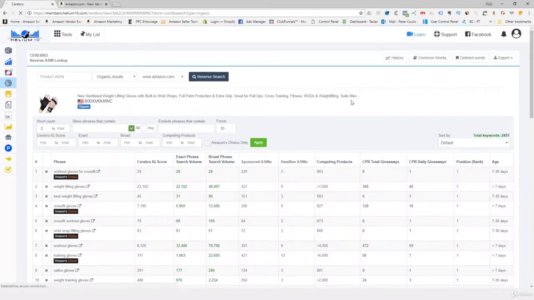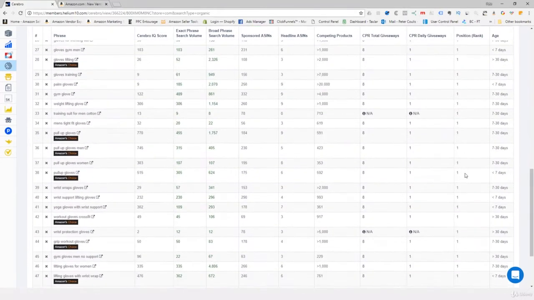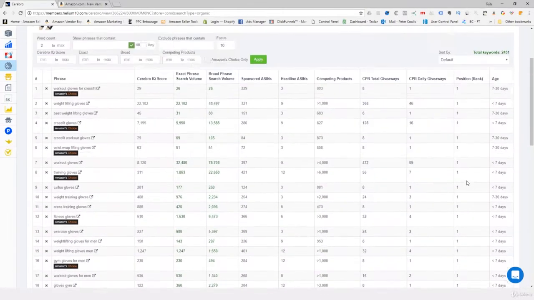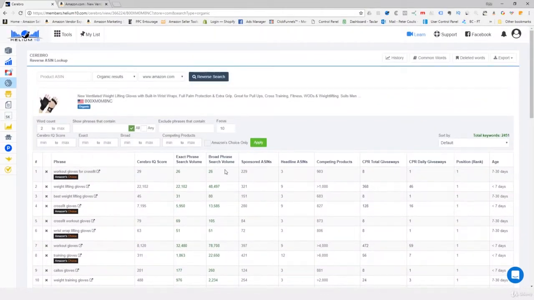Now, this tool spits back all of the top keyword rankings for our main competitor right here. Extremely useful knowledge. See right here, position rank. So workout gloves for CrossFit, they are number one. And as you can see, they're number one for many keywords. These guys are crushing it. Okay, that's beside the point.